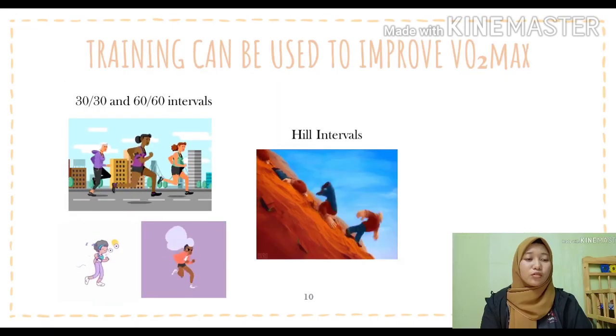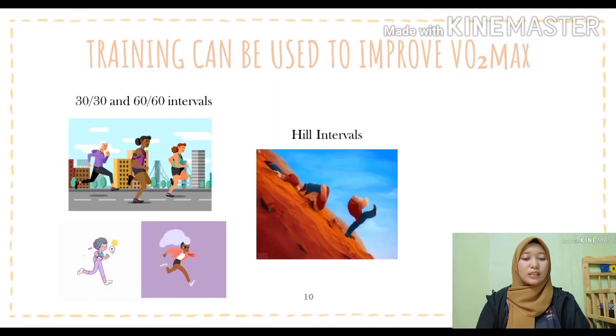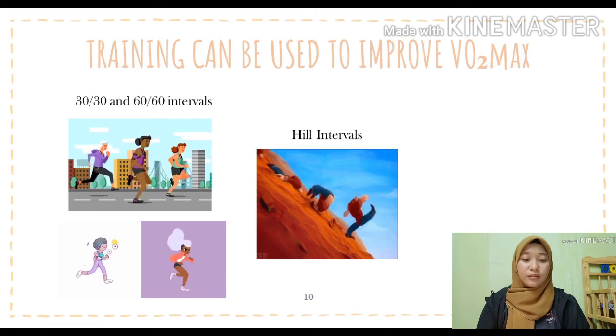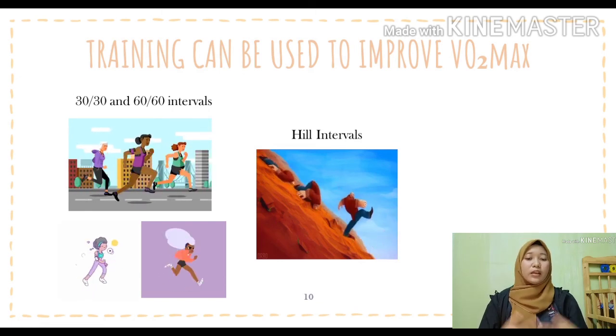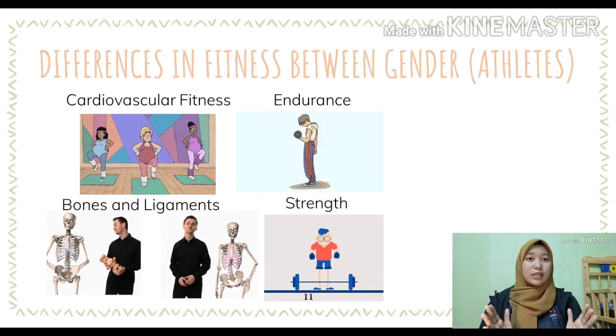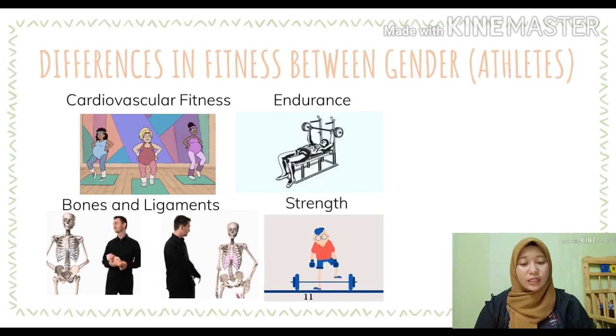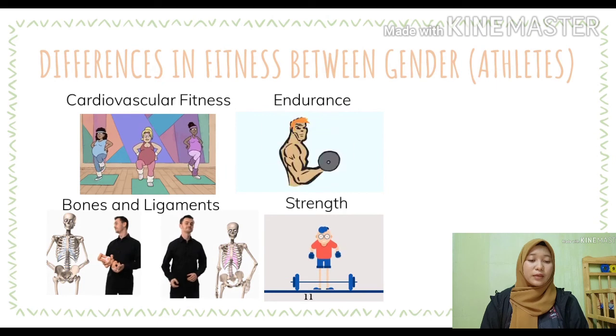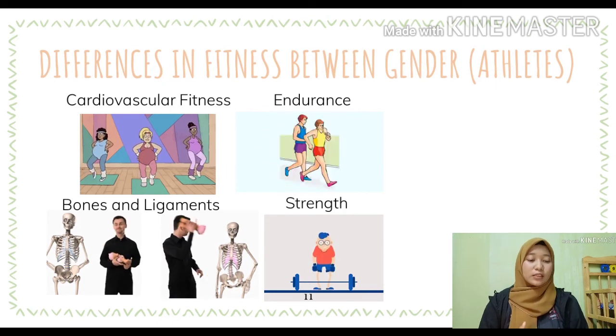Training that can be used to improve VO2 max is 30/60 intervals or hill intervals. Differences in fitness between genders in athletes: first is cardiovascular fitness, then bones and ligaments, endurance and strength.